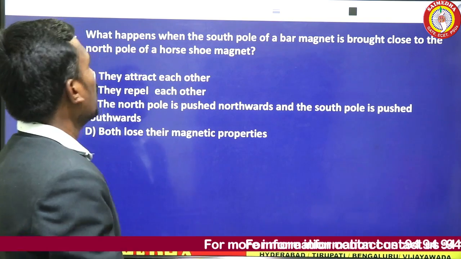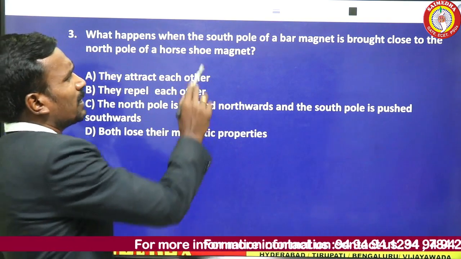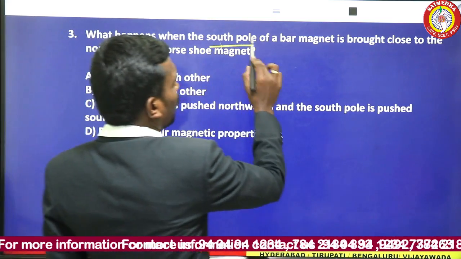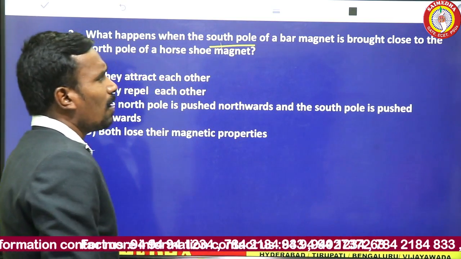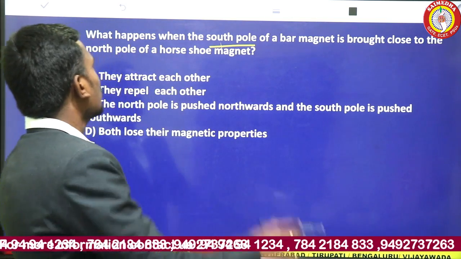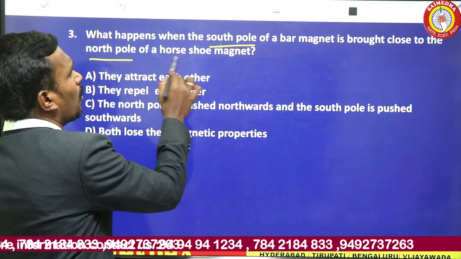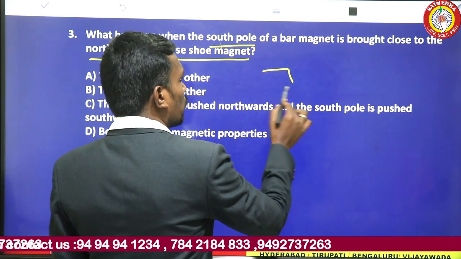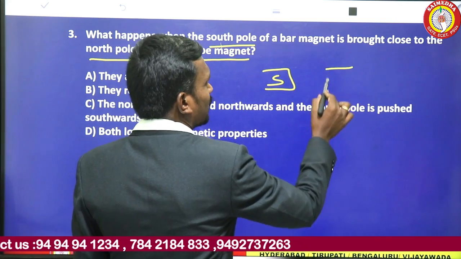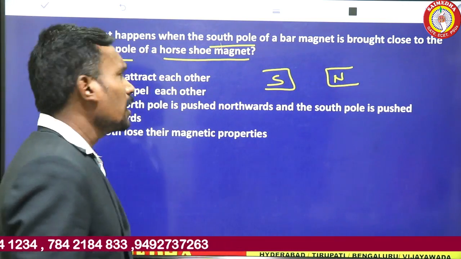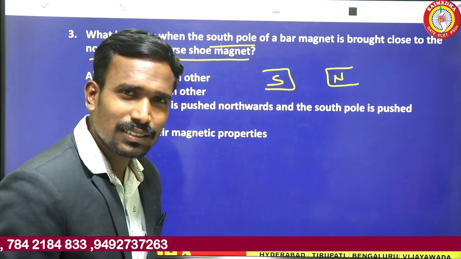What is given? What happens when the south pole of a bar magnet is brought close to the north pole of a horseshoe magnet? What happens, sir? One south pole is there and it is brought near to the north pole. Then what will happen?